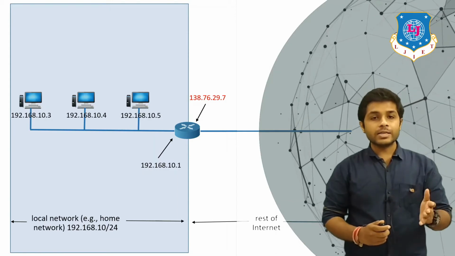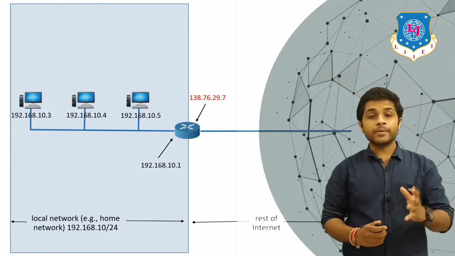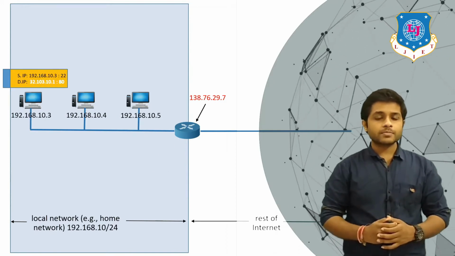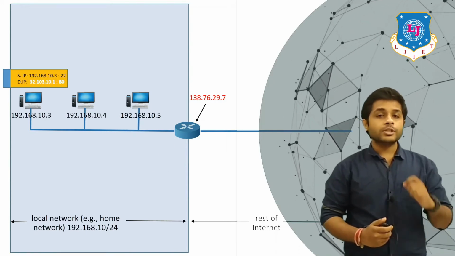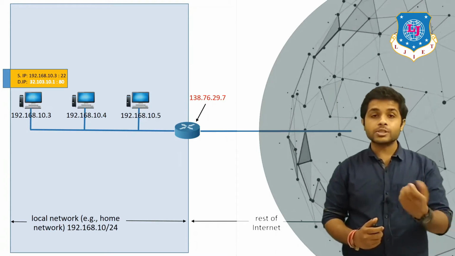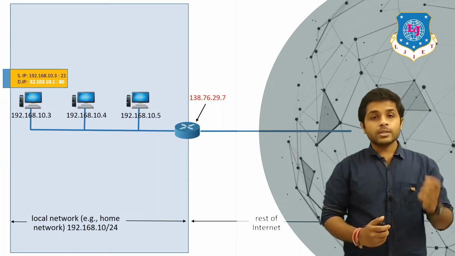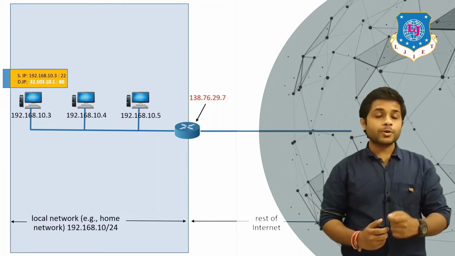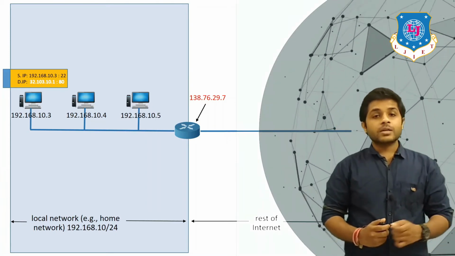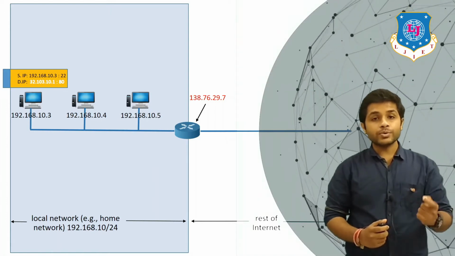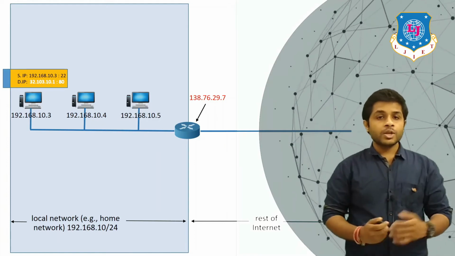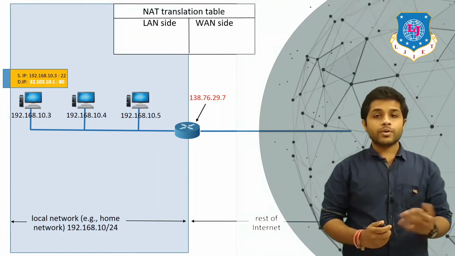Suppose the device 192.168.10.3 wants to send a message over the internet. So it will create the message. In the message you can see that the source IP is 192.168.10.3 and the port address is 22. What is a port address? Port addresses are assigned at the transport layer and they are assigned by the operating system. The destination IP is 32.103.10.1 and the destination port address is 80. So this message will be sent to the router.